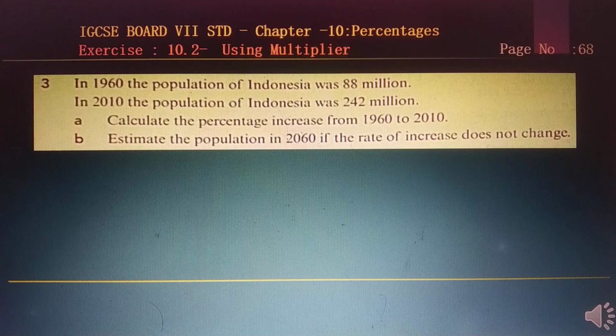Question number 3. In 1960 the population of Indonesia was 88 million. In 2010 the population of Indonesia was 242 million. A: Calculate the percentage increase from 1960 to 2010. B: Estimate the population in 2060 if the rate of increase does not change.